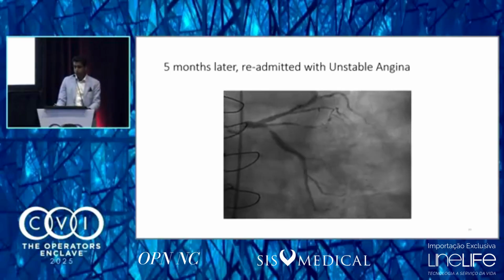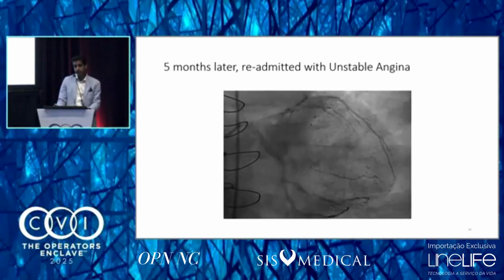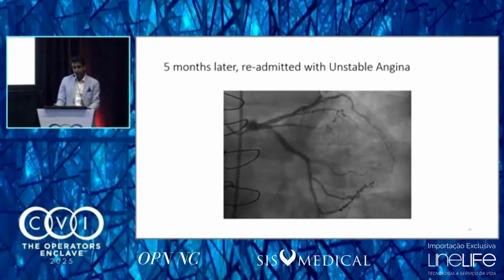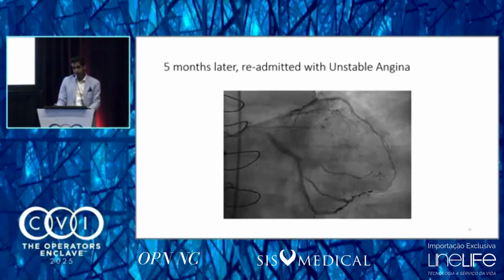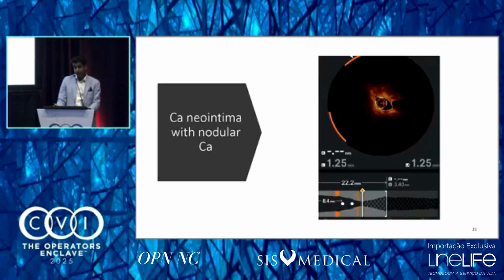Five months later, the patient was readmitted with unstable angina and had recurrent restenosis. Not very surprising. What was the mechanism? Likely underexpansion. And this time, my colleague imaged. There was calcified nodular neointima, as you can see here, and a very, very tight stenosis.